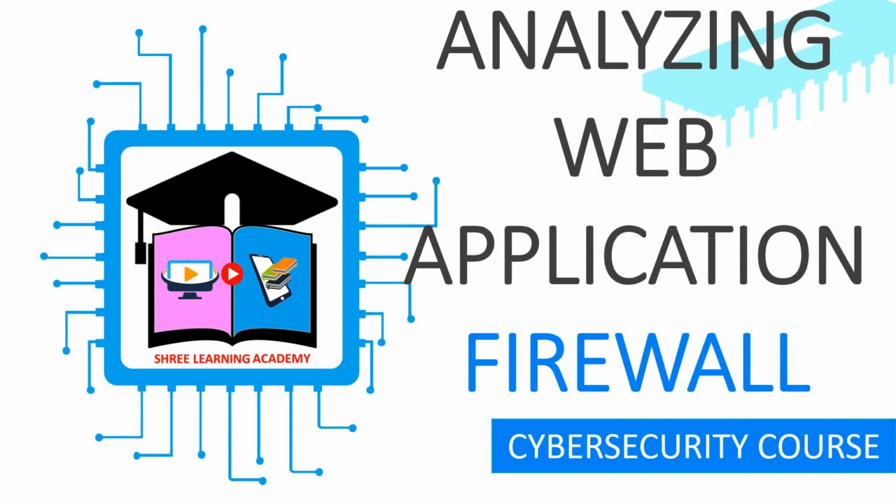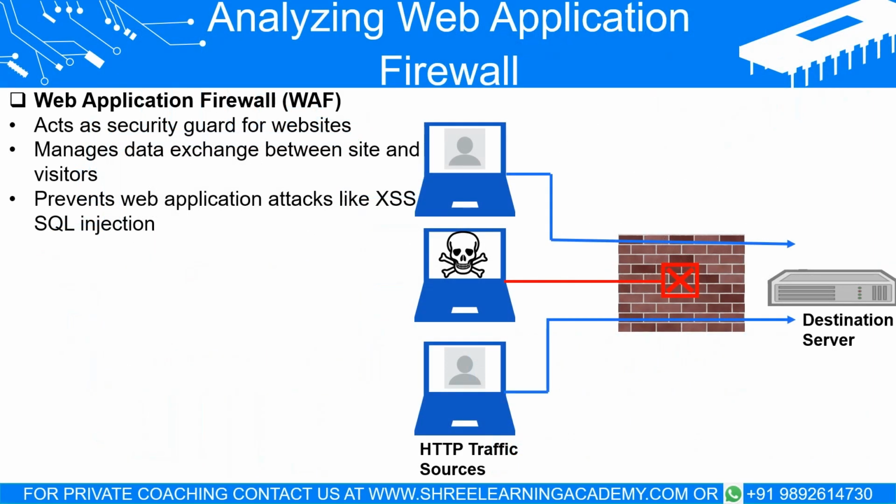Our today's topic is analyzing web application firewall. So let's get started. A web application firewall, that is WAF, is like a security guard for a website. It's an important device or server add-on that is specifically designed to scrutinize and manage the exchange of data between a website and its visitors. Much like a gatekeeper, it sets the ground rules for the type of communication that can happen, thus ensuring the site is protected from unwelcome visitors or malicious activities.